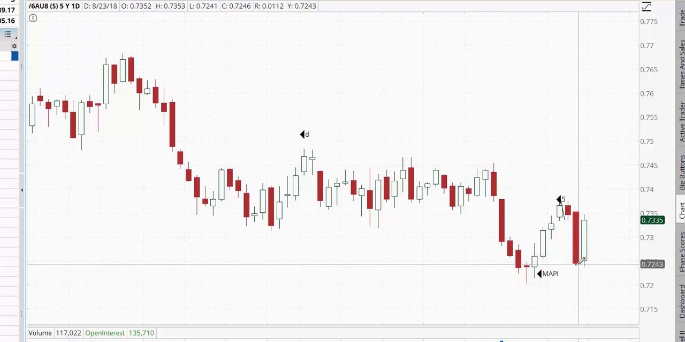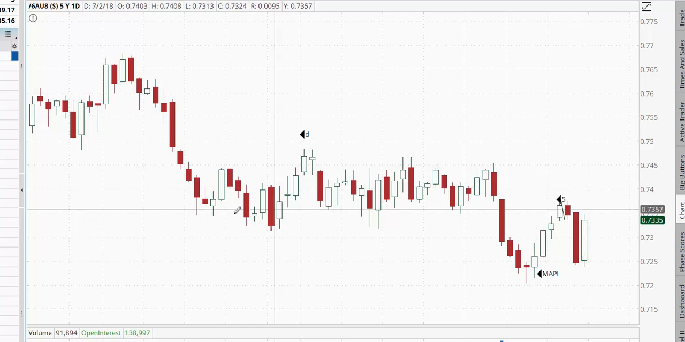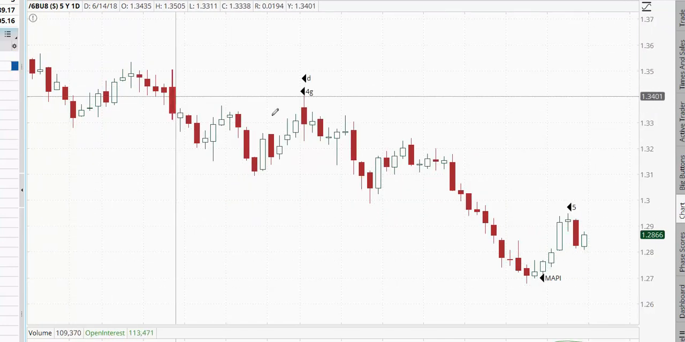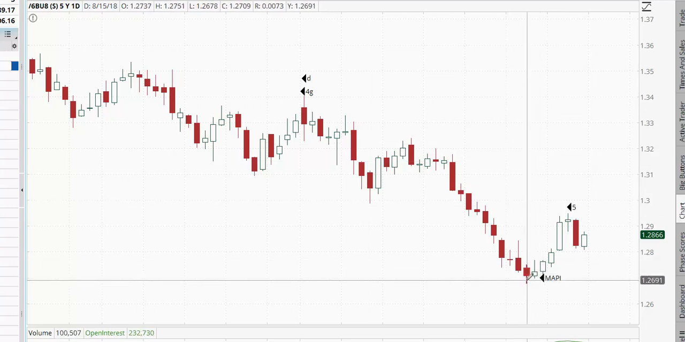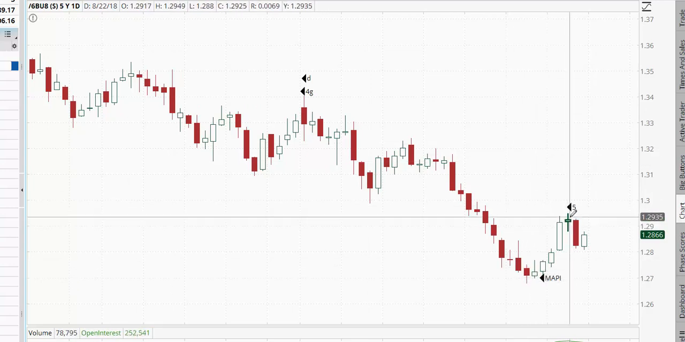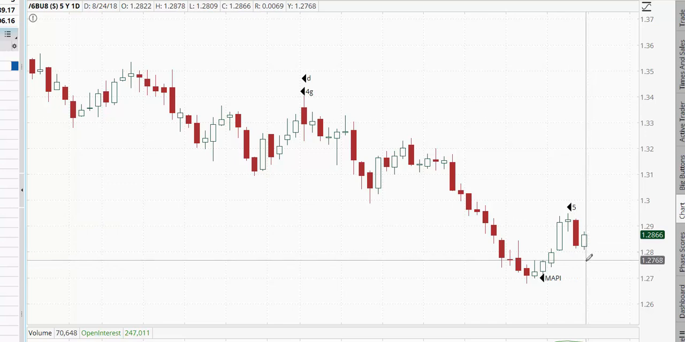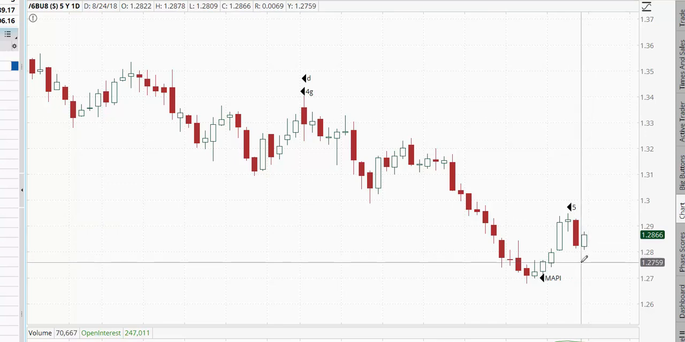Okay, and a stage 4 is the buying area, and sure enough, it reached it this morning. This is a daily chart we're looking at. Let's look at the British pound. No signal was reached here, but we did have an MAPI, which tells me that Matthew might have a buy signal very soon here.